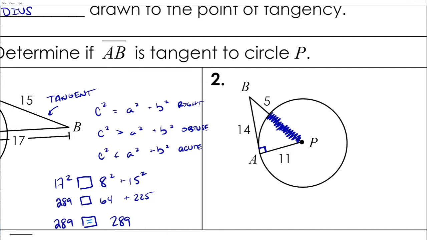Okay, a radius. Well, do we know the measure of our radius? Did they tell us the measure of a radius? No. So what's this? That's a radius. So if that radius is 11, the other radius has to be 11 because all radii in a circle are congruent. So the full length of this line is actually 16.